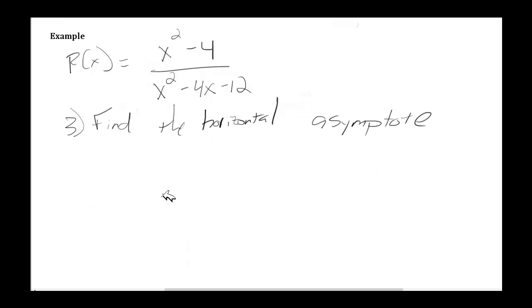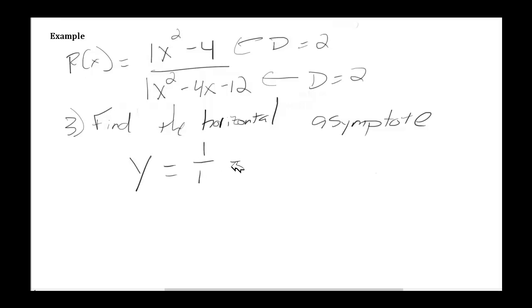Okay, for the horizontal asymptote, I ask where's the biggest power, and here it's a tie. The degree up here is 2, and the degree down here is 2. So my horizontal asymptote is going to be the coefficients. There's a 1 in front of this x squared, and so is this. So it would be 1 over 1, which is 1.